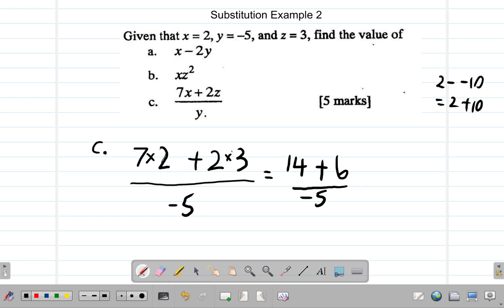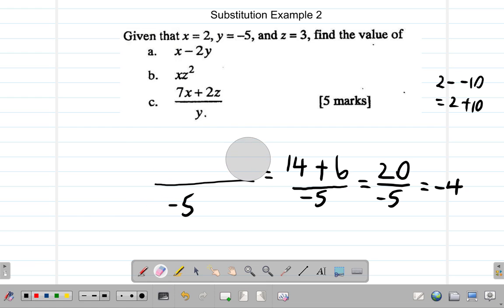So now, up top we have 14 plus 6. 14 plus 6 is 20. 20 divided by negative 5. We have 4 5s in 20. So 20 divided by 5 is 4, but in this case we're dividing by a negative 5. So the answer we get is negative 4. Alright. Now, erase that.